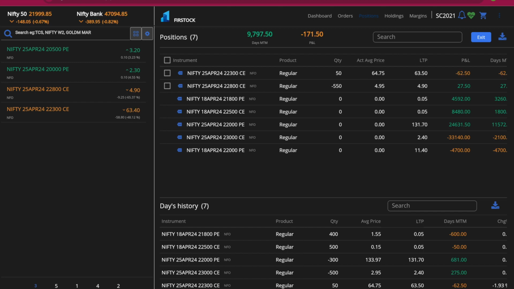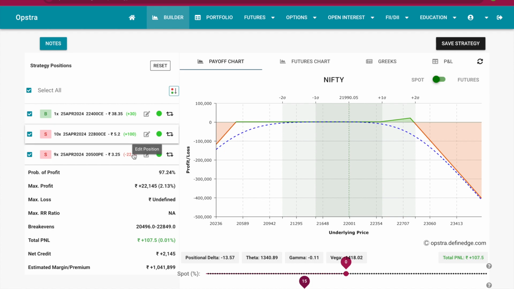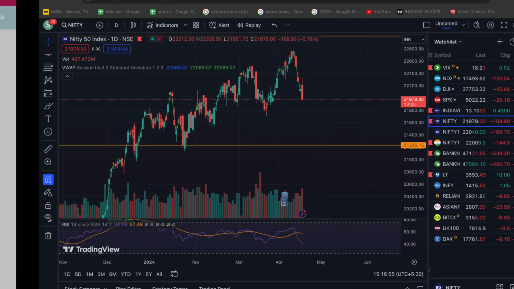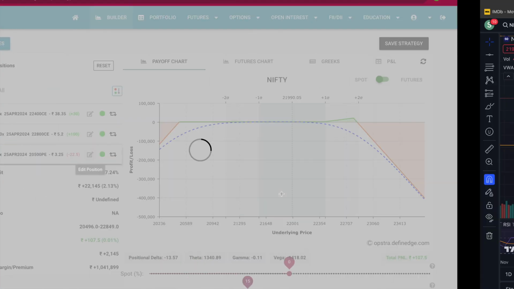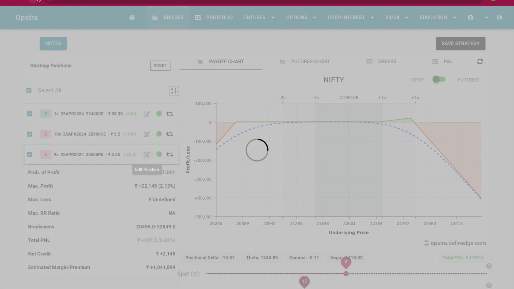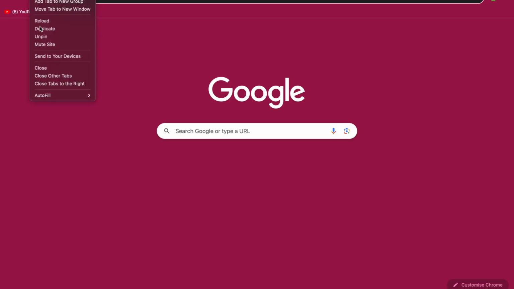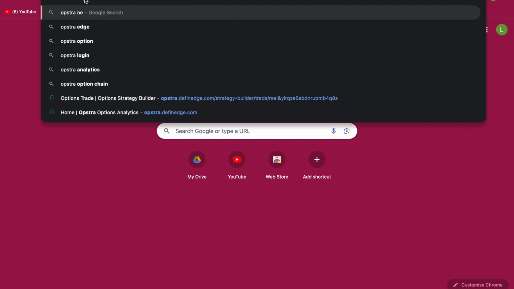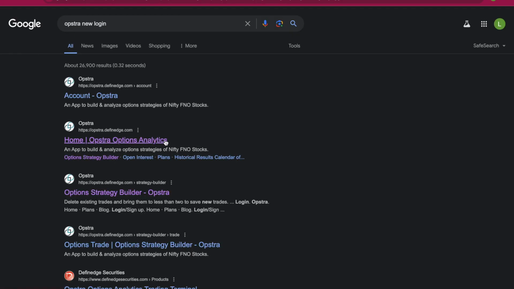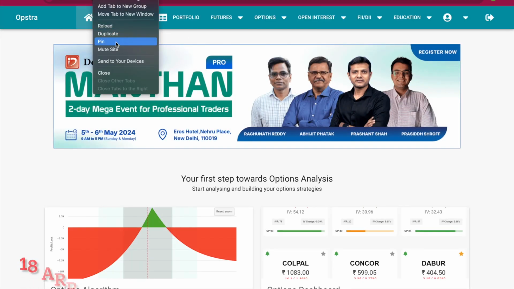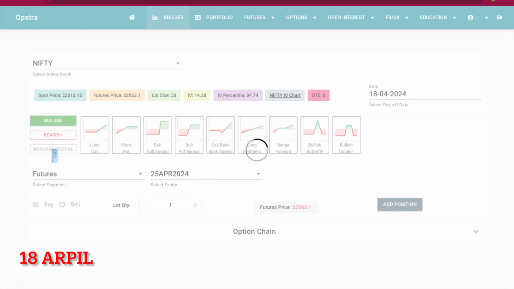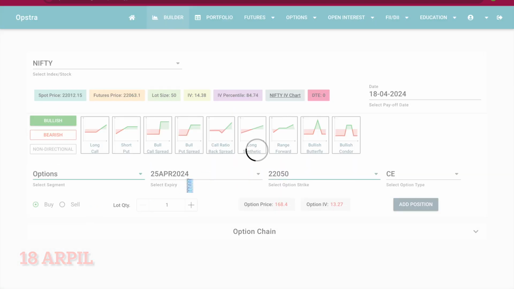So 64 and 4.95. Yes, India VIX is like 12.9. I think we'll have to reload this. Opstra is stuck. Will just open Opstra again. In this portfolio, strategy builder. Okay. We put in options.